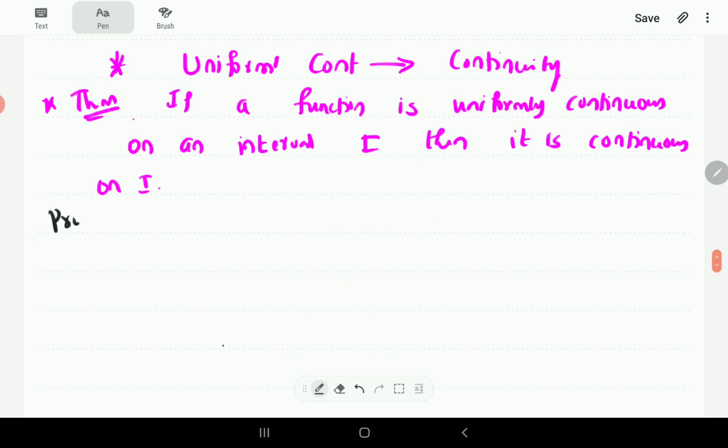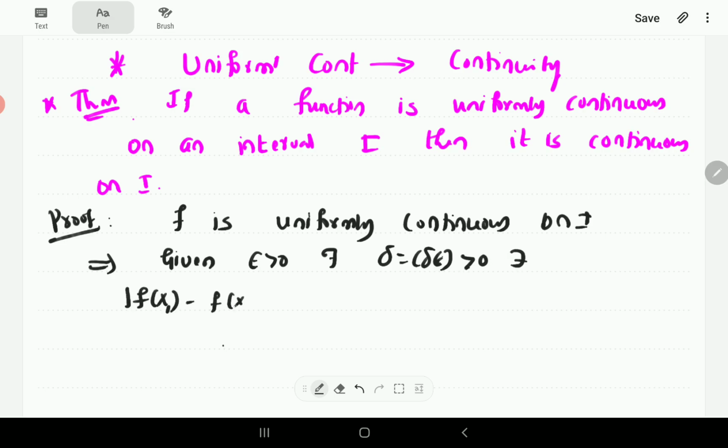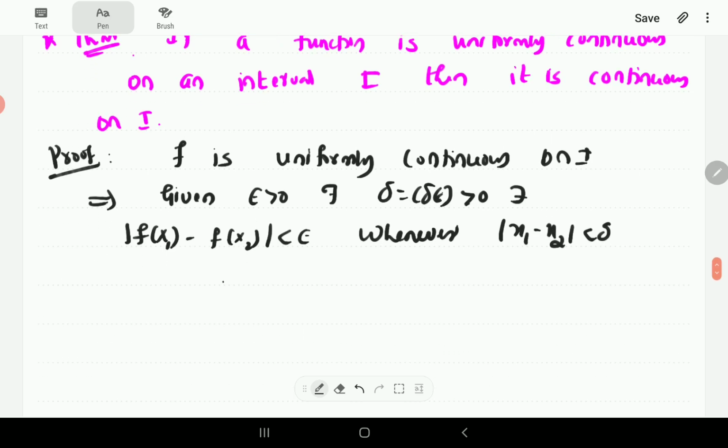So when we have uniform continuity, then it is always continuous. Let us prove this one. It is a simple proof. Let's start with: if f is uniformly continuous on I, then by the definition of uniform continuity, given epsilon greater than 0, there exists a delta, which depends on epsilon and is greater than 0, such that |f(x1) - f(x2)| is less than epsilon whenever |x1 - x2| is less than delta, where x1, x2 come from the interval. So this is the definition of uniform continuity.